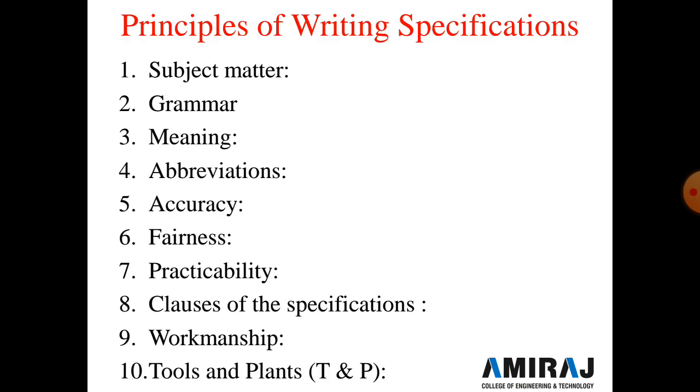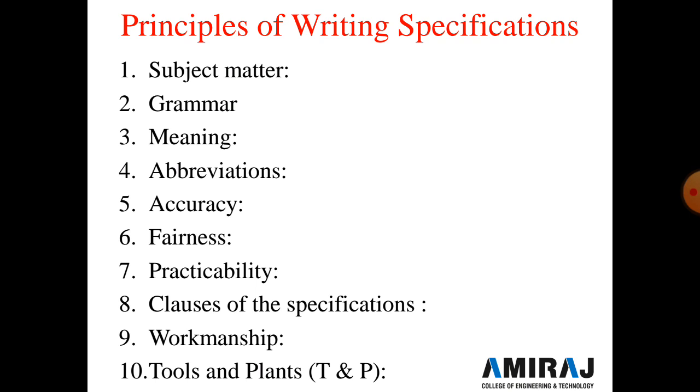Now next is the principle of writing specification. So here some of the important points are given for writing. First principle of writing is subject matter. In subject matter, specification should be related to the information required after the contract is given to a particular contractor. The quality and size of the material required to do an item of work shall be fully described, and the proportion of mixing shall be clearly described. So here in subject matter, it's an important point.